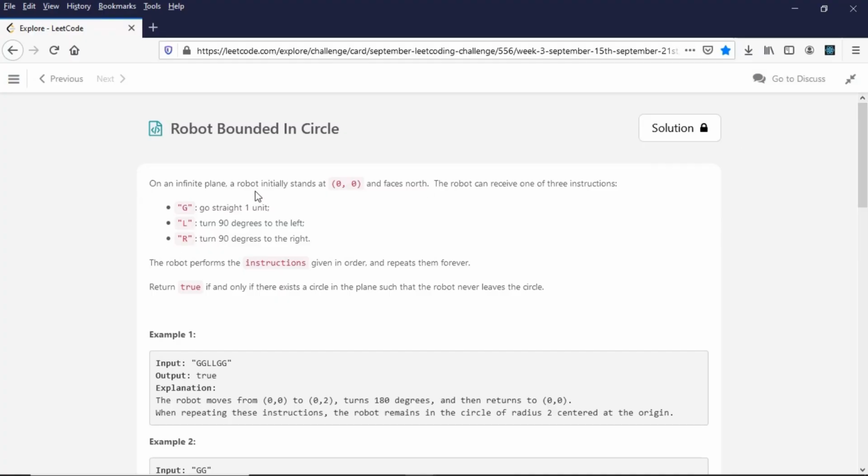On an infinite plane, a robot initially stands at 0, 0 and faces north. The robot can receive one of three instructions: G, L or R. G is for going straight by 1 unit, L is for turning 90 degrees to the left, R is for turning 90 degrees to the right, and the robot performs the instructions given in order and repeats them forever. Return true if and only if there exists a circle in the plane such that the robot never leaves the circle. Okay, let's take the first example.